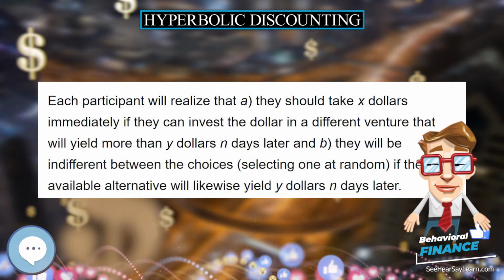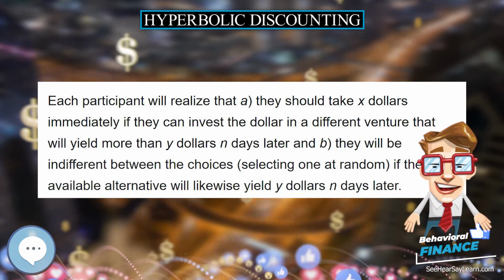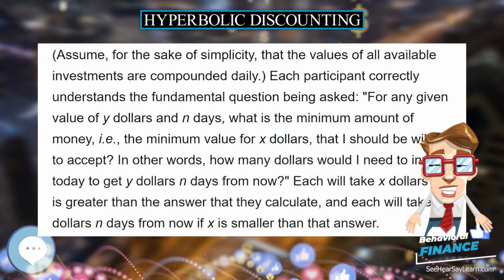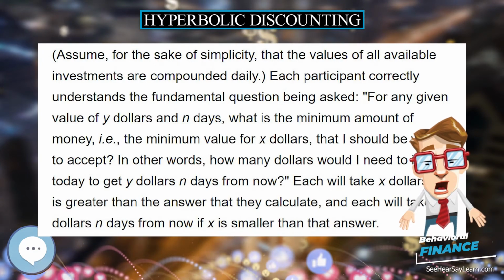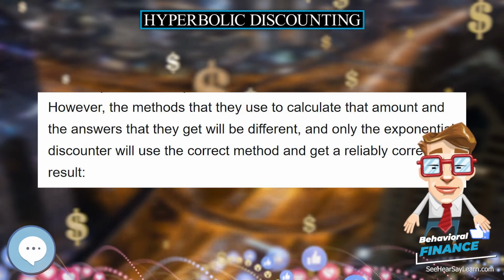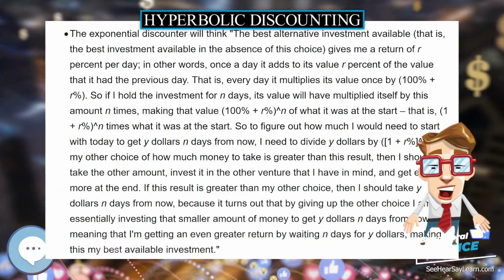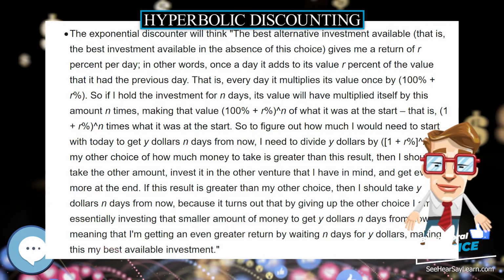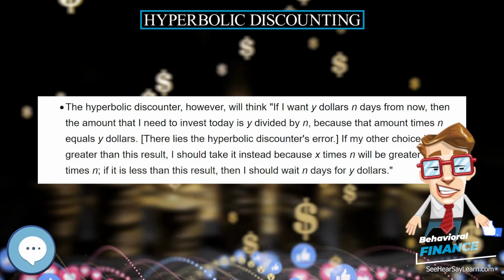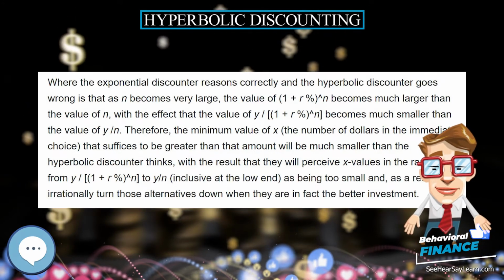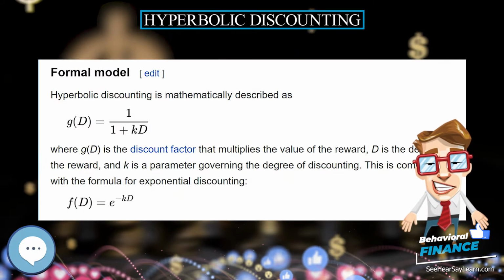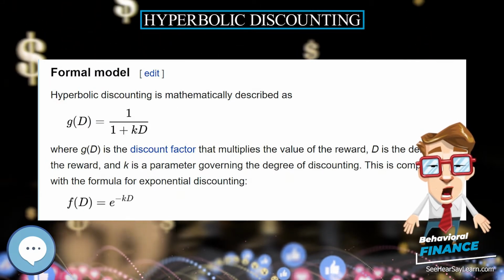Assume, for the sake of simplicity, that the values of all available investments are compounded daily. Each participant correctly understands the fundamental question being asked. For any given value of Y dollars and n days, what is the minimum amount of money, i.e., the minimum value for X dollars, that I should be willing to accept? In other words, how many dollars would I need to invest today to get Y dollars n days from now? Each will take X dollars if X is greater than the answer that they calculate, and each will take Y dollars n days from now if X is smaller than that answer.